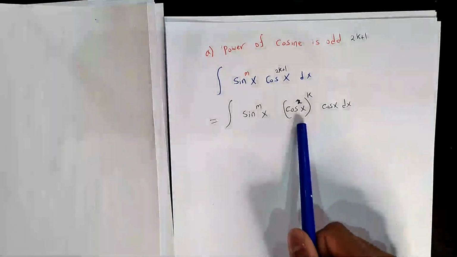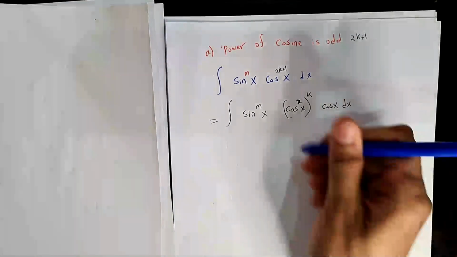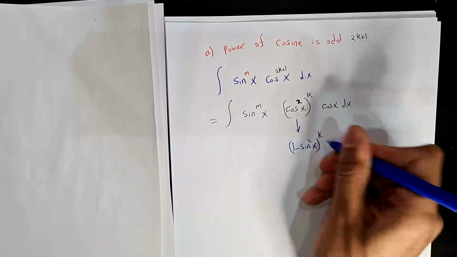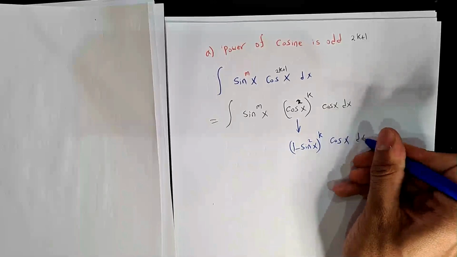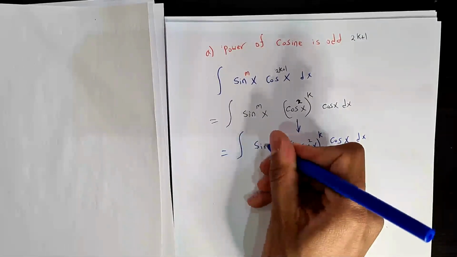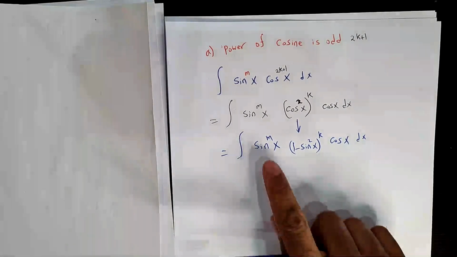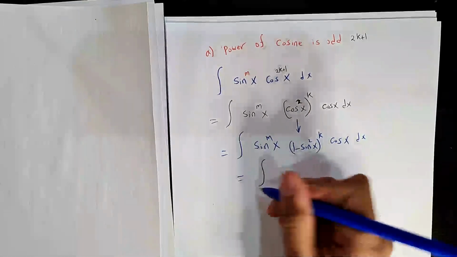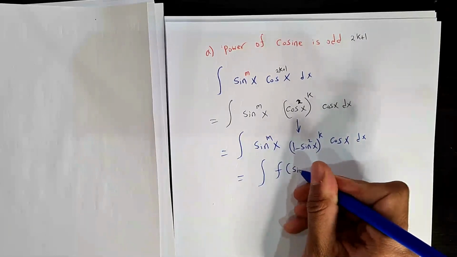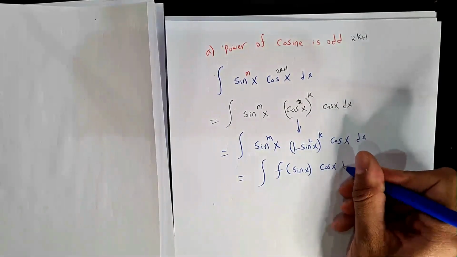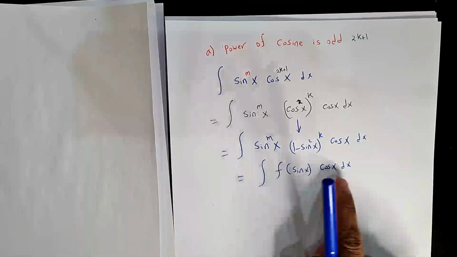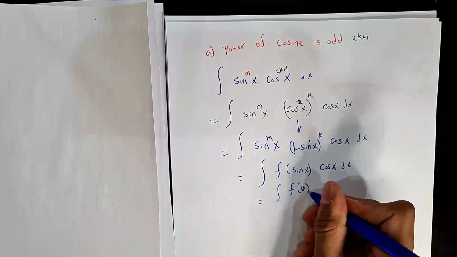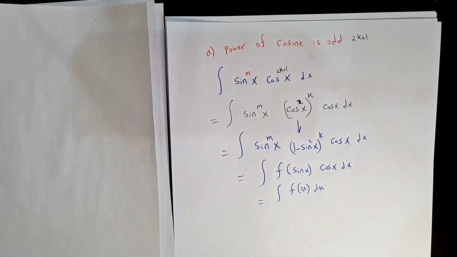Now, we will use the identity cosine square equals 1 minus sine square. So here, it will be 1 minus sine square x all to the power k, and here you have cosine x dx. And just copy paste this. Now what do you have? If you take u equal to sine, then this is your derivative. So you end up with integral of a function of sine x times cosine x dx. That means if you take u equal to sine, then at the end you will end up with integral f of u du, which is a very simple integral.